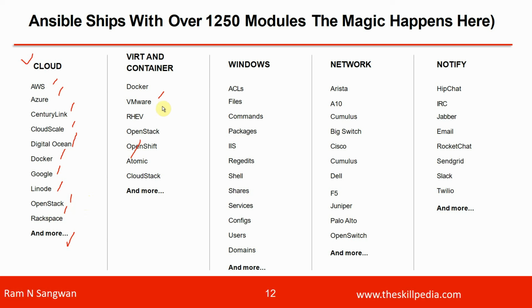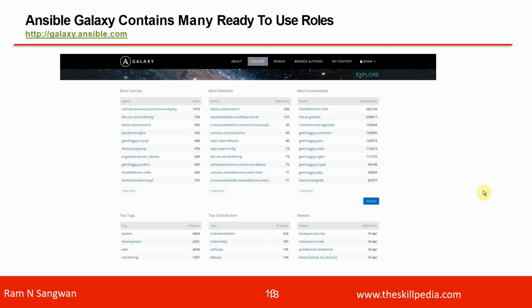Virtualization and containers: Docker, VMware, RHEV (Red Hat Enterprise Virtualization), OpenStack, OpenShift, Atomic, CloudStack, and more. Windows: access control lists, files, commands, packages, IIS. All these things are supported. Networks, all these networks are supported. Notifications, all these notification services are supported, whether it is Slack or email or Jabber or HipChat, anything. So modules help you manage these categories of resources using Ansible. This is the real magical thing.